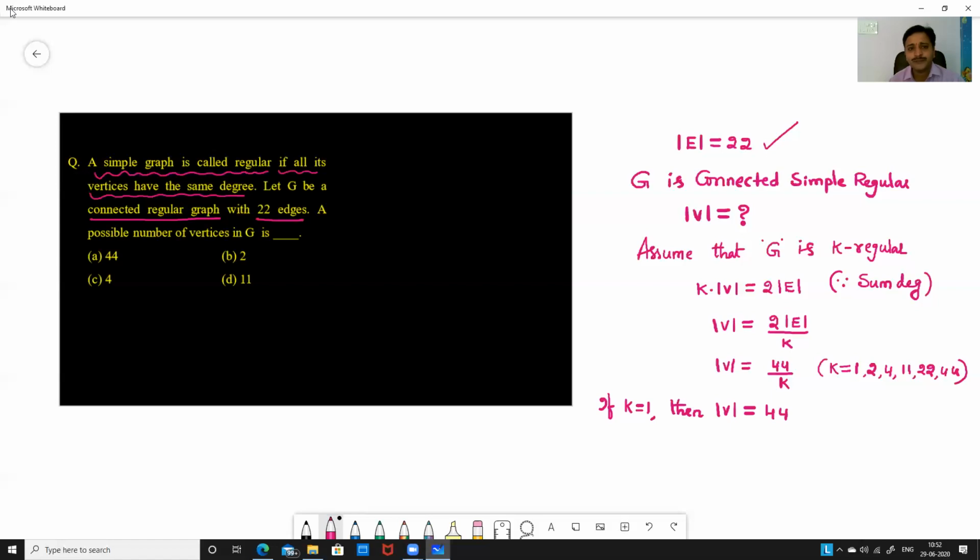How can I say it is not possible? Because in a simple connected graph, if we have 44 vertices, it must have a minimum of 43 edges. Repeating once again, a simple connected graph with 44 vertices must have minimum 43 edges. But how many edges do we have in this problem? Only 22 edges. So therefore V equal to 44 is not possible.